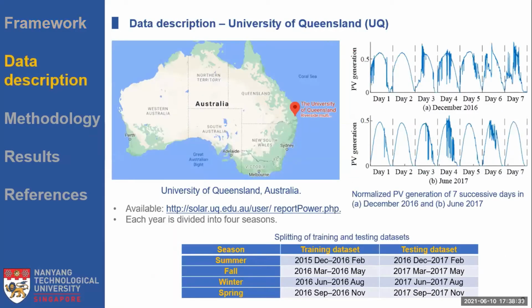The dataset that I used for validation is from the University of Queensland. It can be accessed from this website. The data resolution is 1 minute. I took 2 years of data from December 2015 to November 2017. For each year, we have 4 seasons: summer, fall, winter, and spring. For each season, the data in the former year is used as the training data, and the data of the latter year is used for testing.